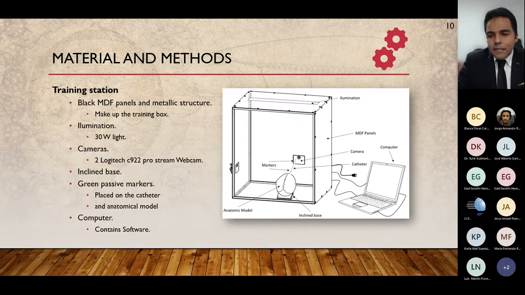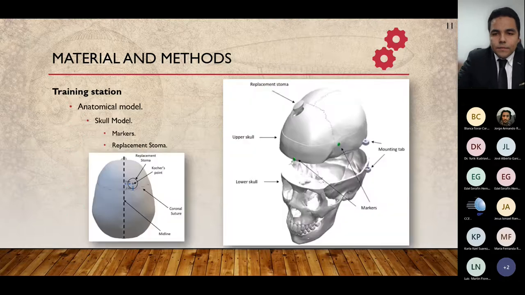An inclined base is used to adopt the supine position with the head inclined 30 degrees, as in a real intervention. Green passive markers are located on the catheter and on the anatomical model to know the position of these two elements all the time. Also, there is a computer that contains the software.